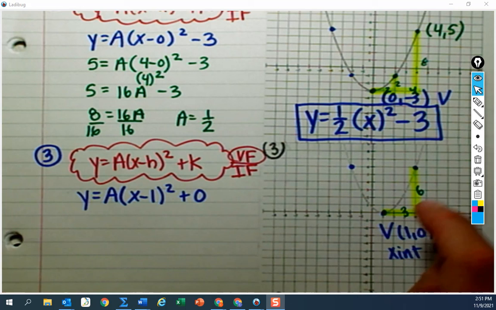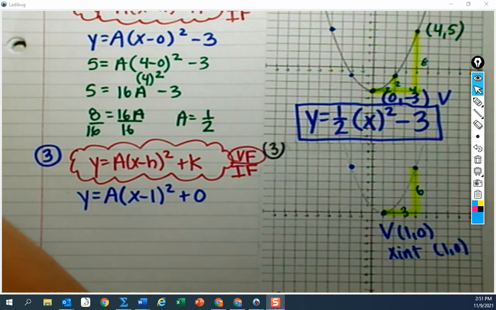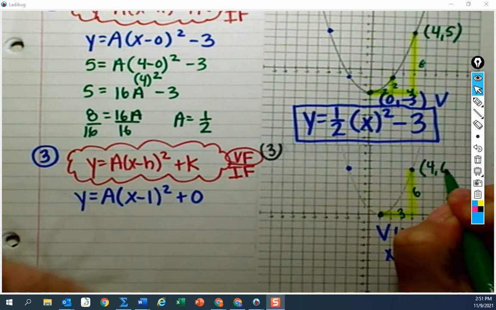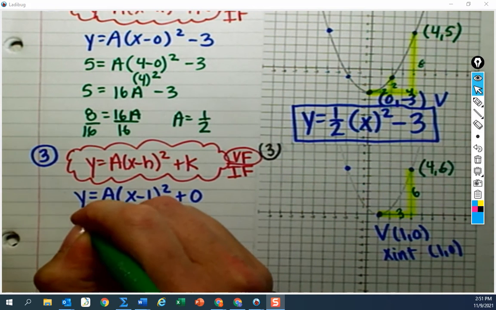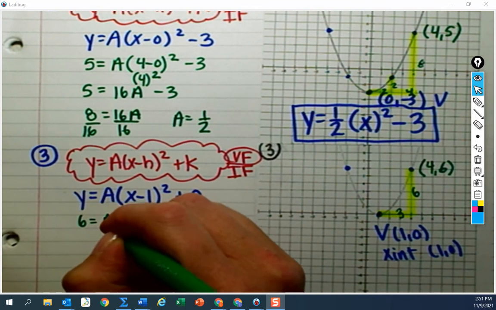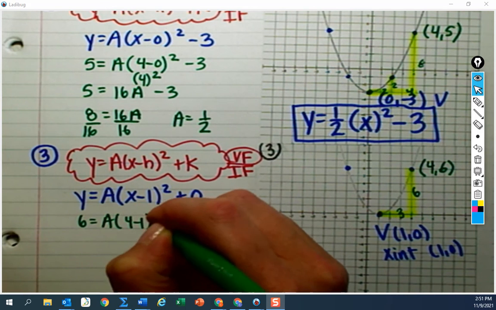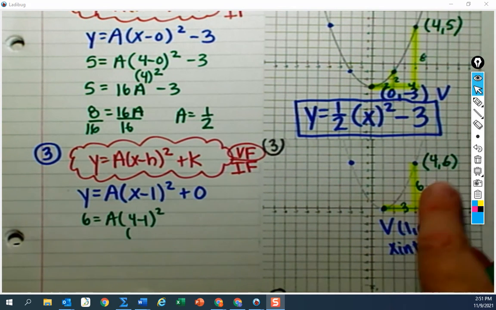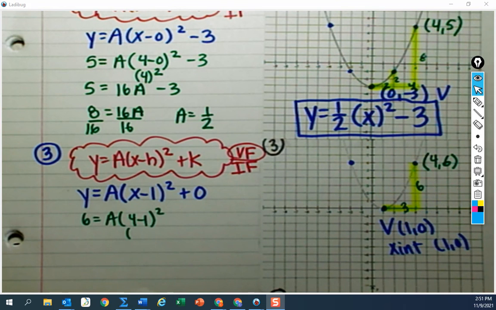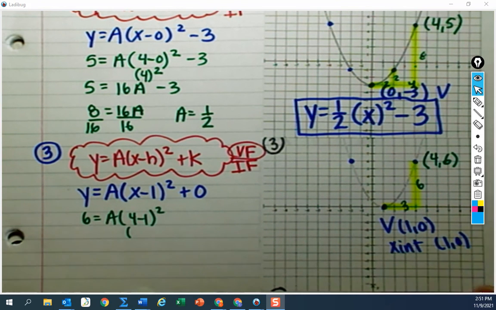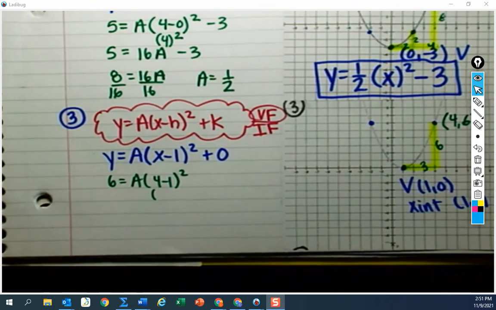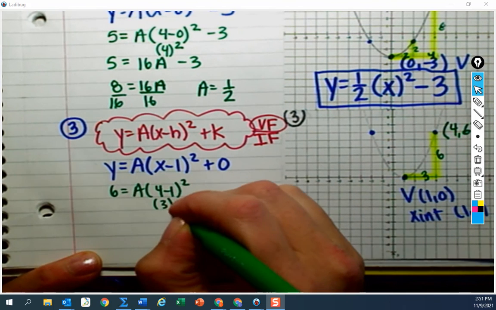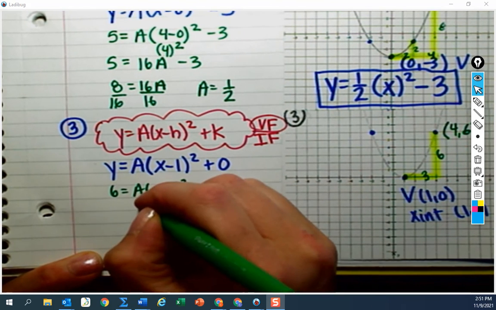Okay, so 3, 6. I don't know the a value, so I'm going to plug it in to find it. So here's my point, 4, 6. 6 equals a times (4 minus 1) squared. Could you just, like, it's pretty much just slope, kind of? Well, except the a value is not 2 because it's not a straight line. But that's sort of what I'm looking at. It's kind of like the same idea of slope, like you go over and then up. Yes, that part is the same.